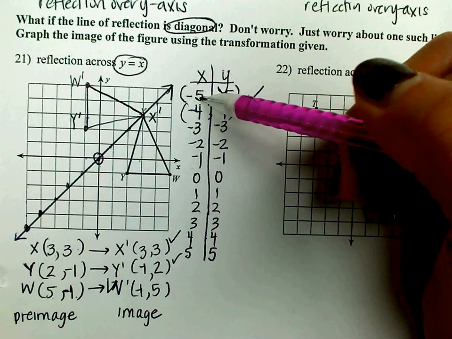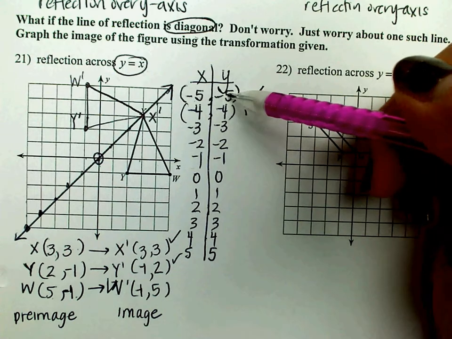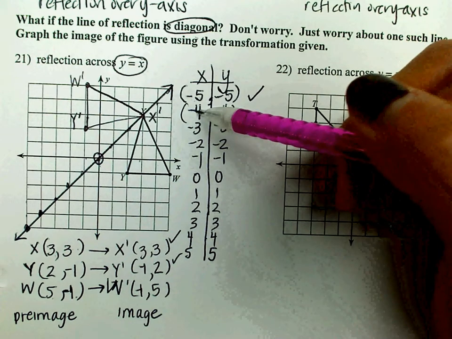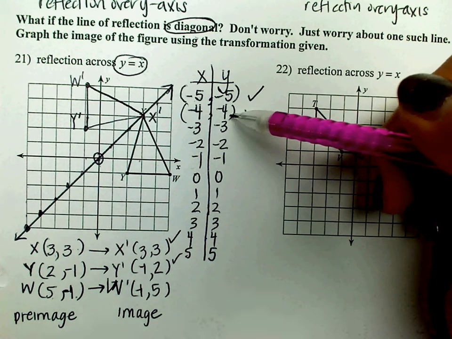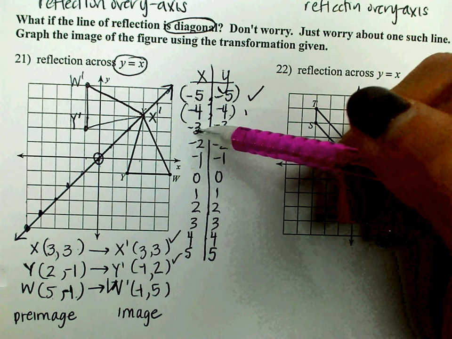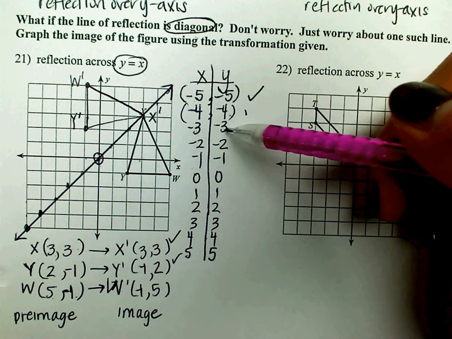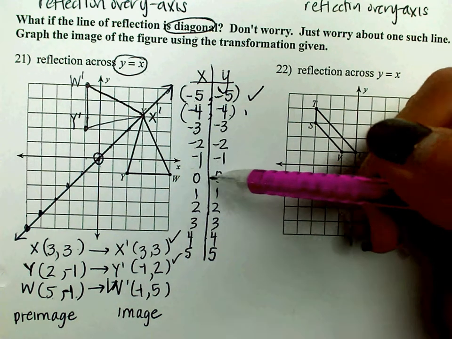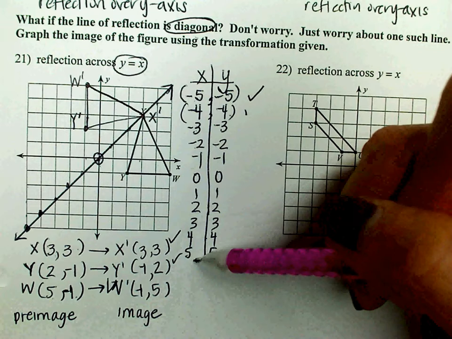I just started with that. Then what will y have to be? -5. What if x equals -4? Then y is also -4. What if x equals -3? Y also equals -3, and so on and so forth. And we did that all the way up until we got to +5.